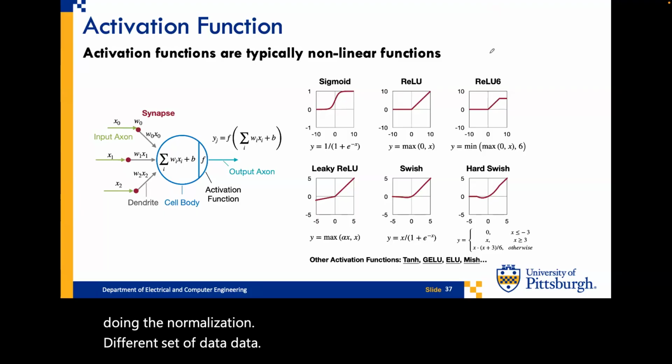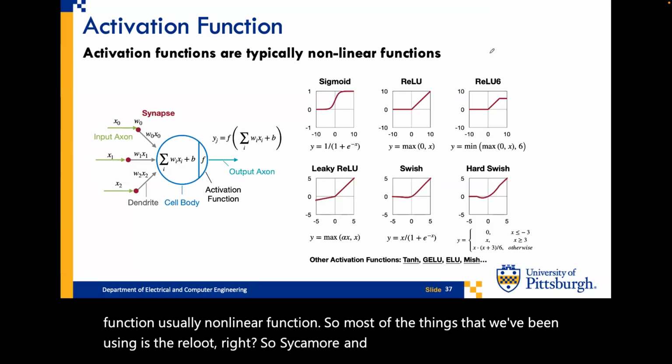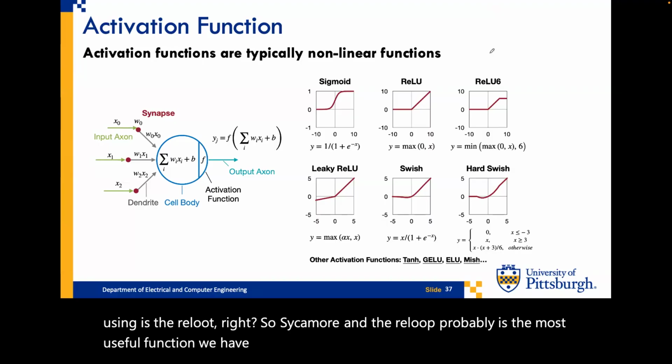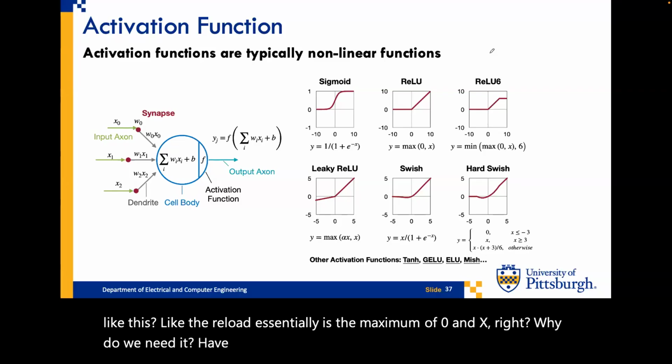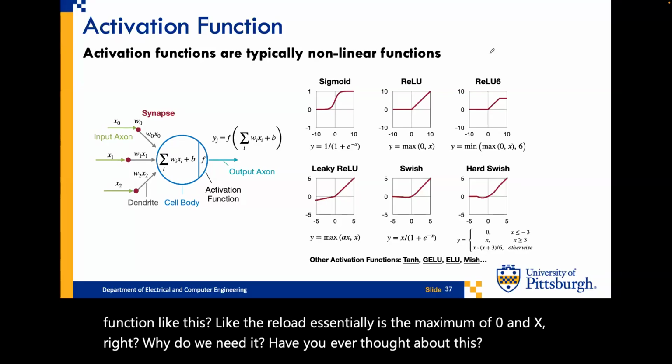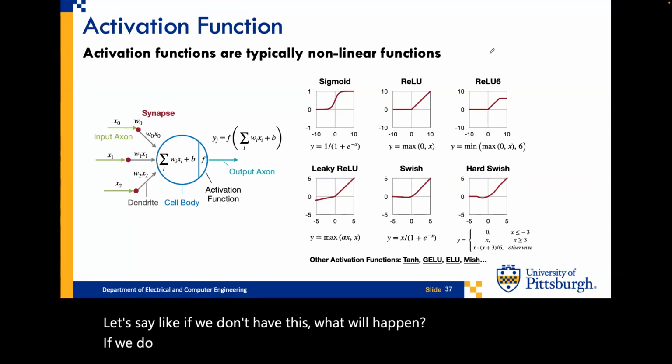And then finally, let's talk about the activation function. The activation function is usually a non-linear function. Most of the ones that we've been using are the ReLU, right? Sigmoid and the ReLU are probably the most useful functions we have learned. But why do we need a non-linear function like this? The ReLU is essentially the maximum of 0 and x, right? Why do we need it? Have you ever thought about this? Let's say we don't have this. If we do not have ReLU, this kind of non-linear function, what will happen to the network?